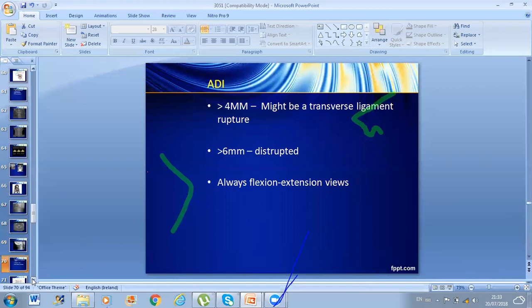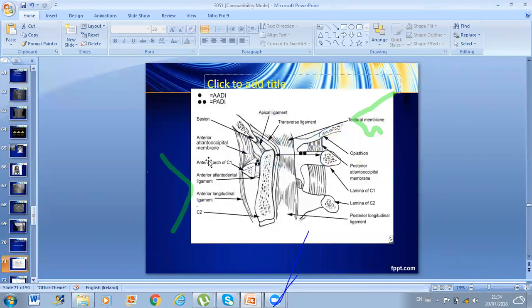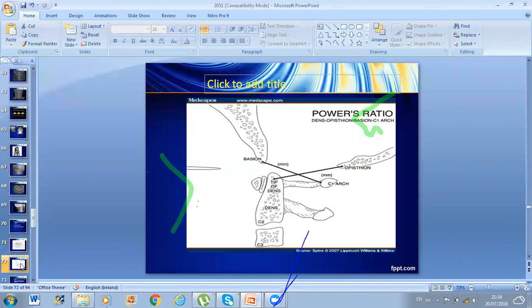C1, C2 instability is most common in rheumatoid arthritis. But in that, this distance is not 4 mm. I think it's more than 4 mm, but operative intervention is needed when it is more than 10 mm. This again is showing the AADI. You can read it also.